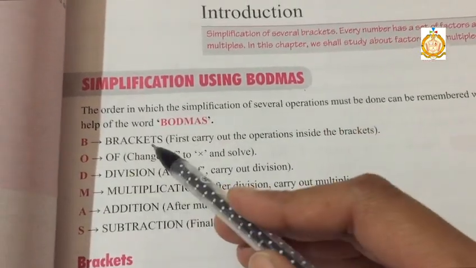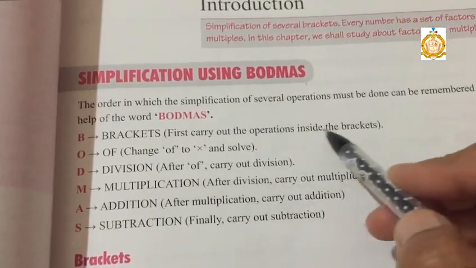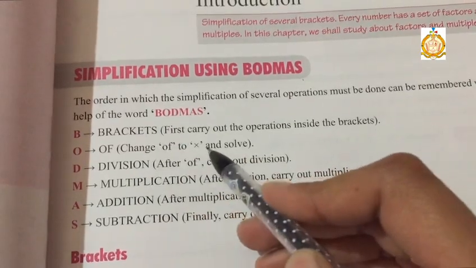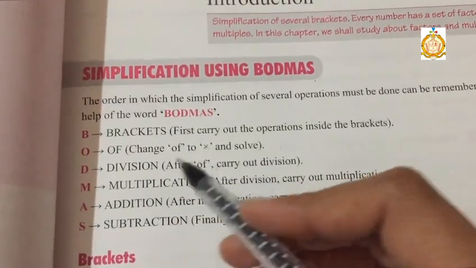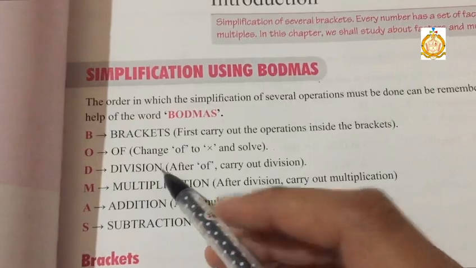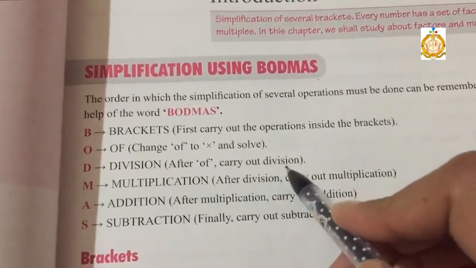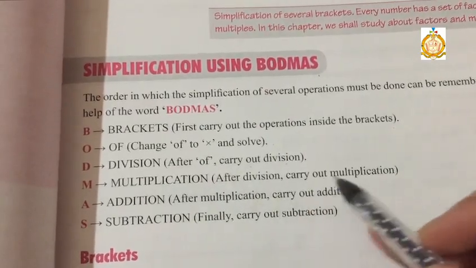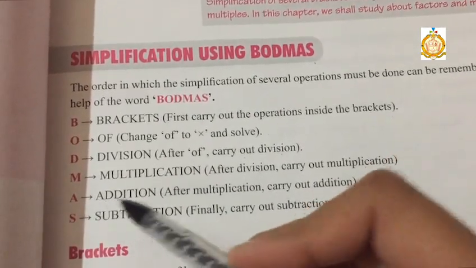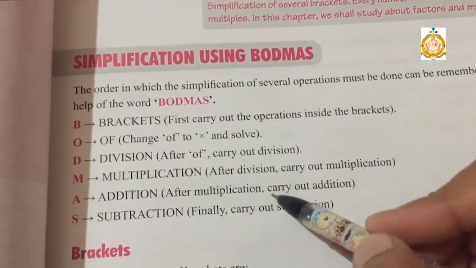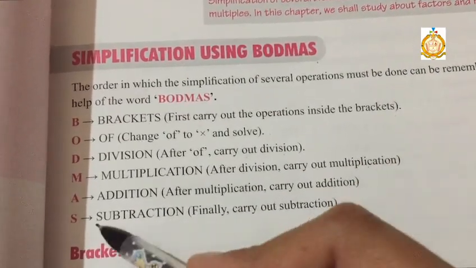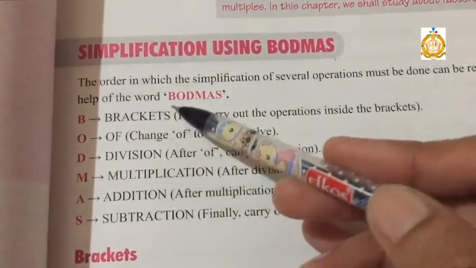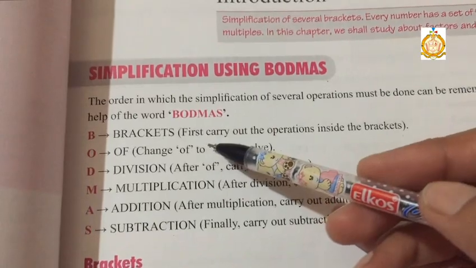B for brackets. First carry out the operations inside the brackets. O means of; change of to multiply and solve. D for division. After of, carry out division. M for multiplication. After division, carry out multiplication. A for addition. After multiplication, carry out addition. Then subtraction. Finally, carry out subtraction. According to this sequence you will simplify.